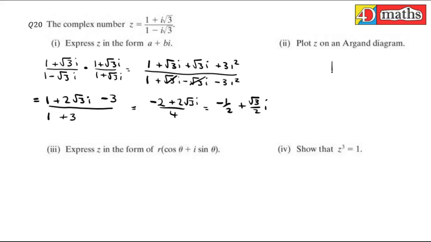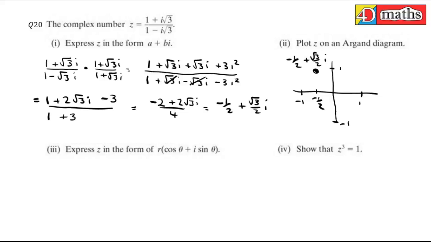So to plot this in an Argand diagram. Okay, so there's minus 1, there's 1, there's 1 in the top, and there's minus 1. Okay, so where's minus a half? So there's minus a half. Now root 3 over 2 approximately, root 3 is 1.7, so it's 0.9, so it's up here somewhere. Okay, so this point will be minus a half plus root 3 over 2 i. Approximately that's what it is.